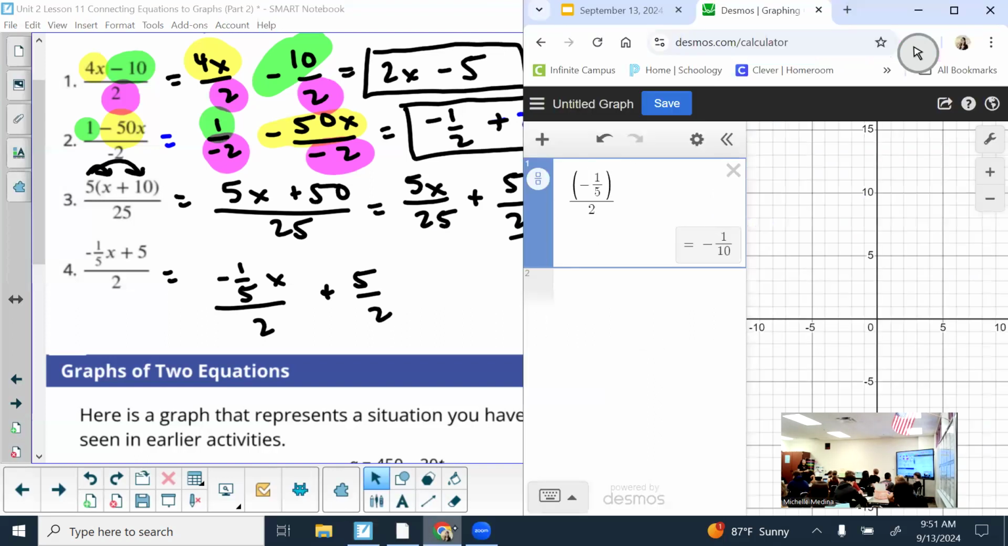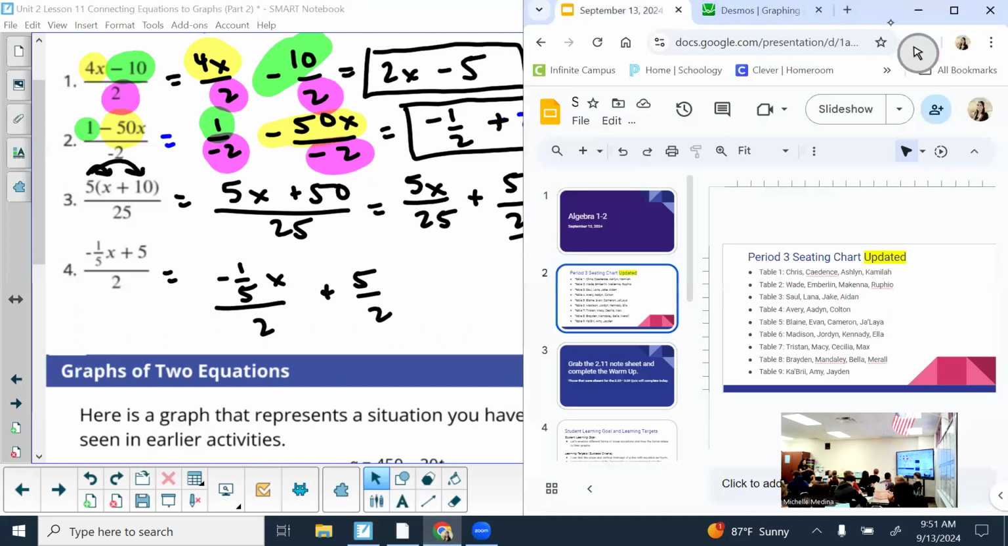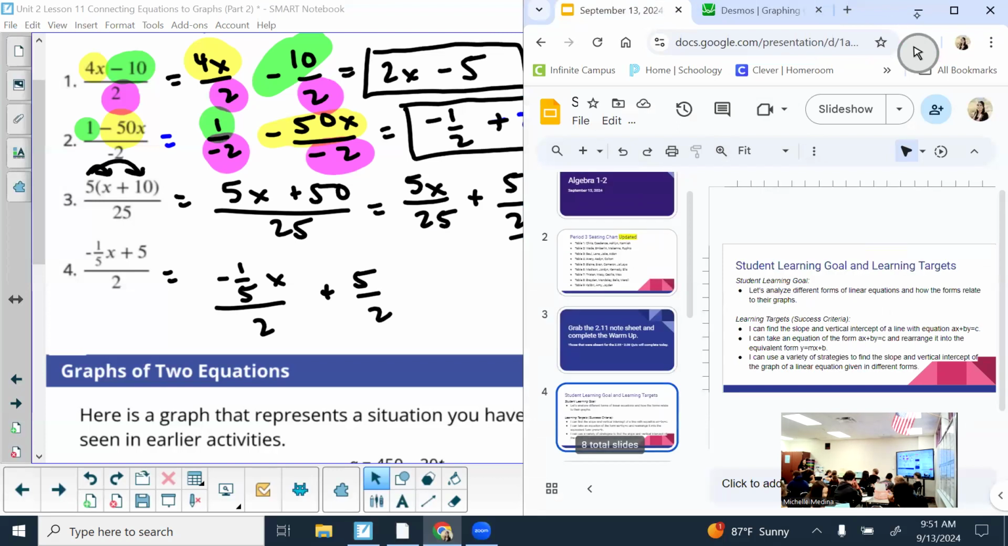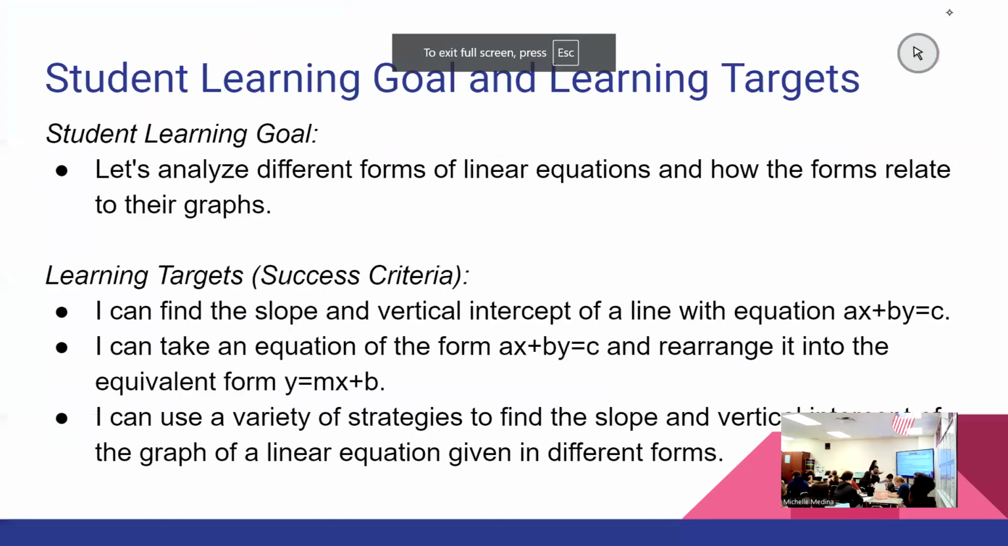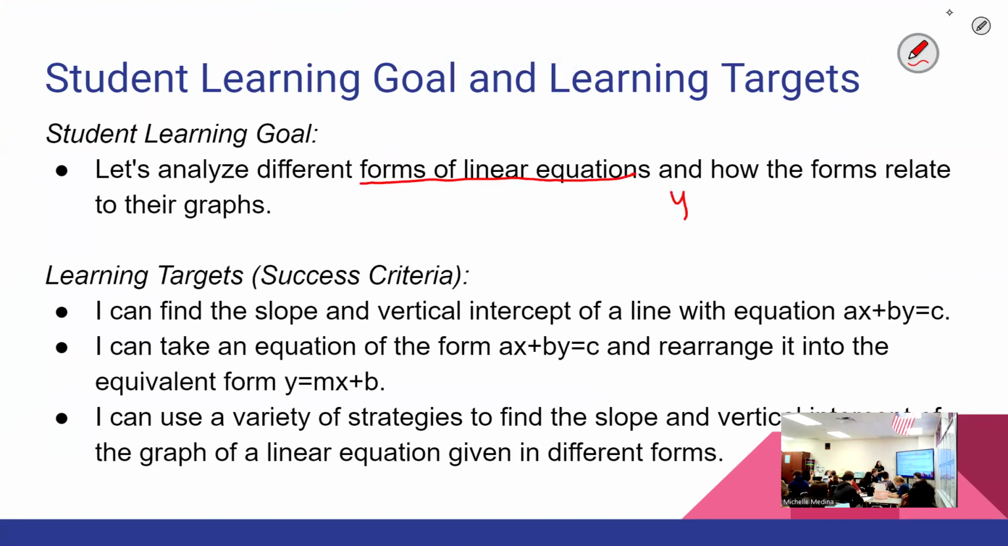We are on lesson 11 today, which is still connecting equations to graphs. That's what we did yesterday. But really, we are looking at the different forms of linear equations more closely today. So you guys just mentioned y equals mx plus b.